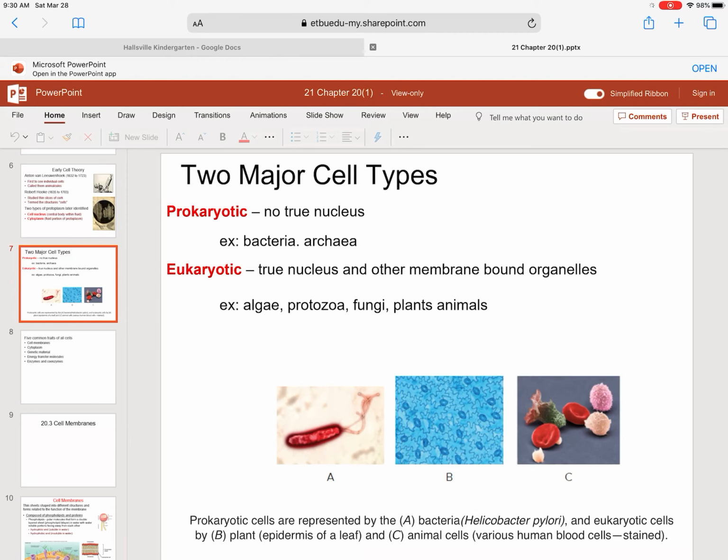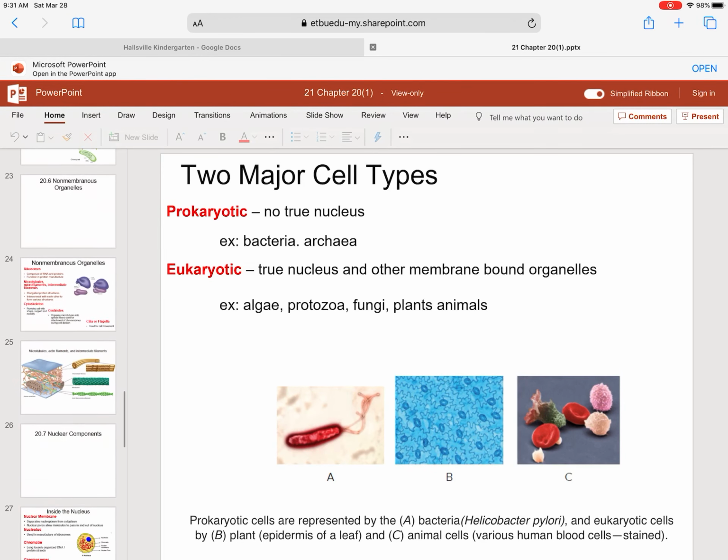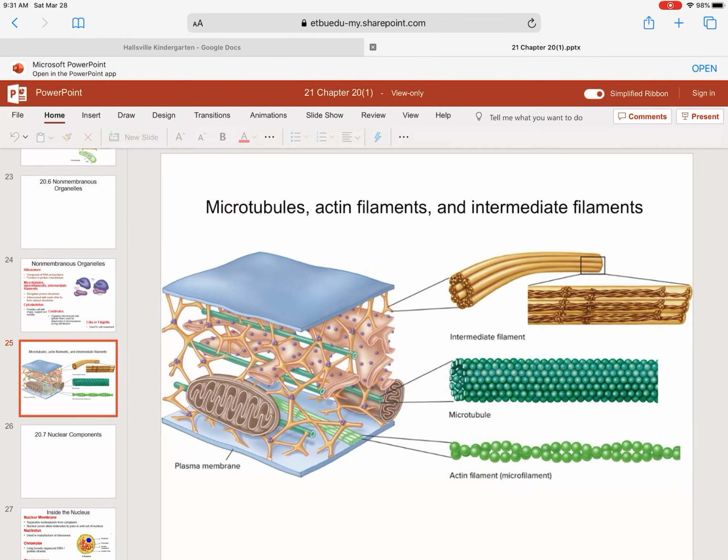Okay, so in figure A, those little things hanging out at the end, those are flagella. They're helping the cell move along. All right, so this is what microtubules, filaments, and intermediate filaments look like. You can see the green microtubules kind of inserting through, so it provides our support.